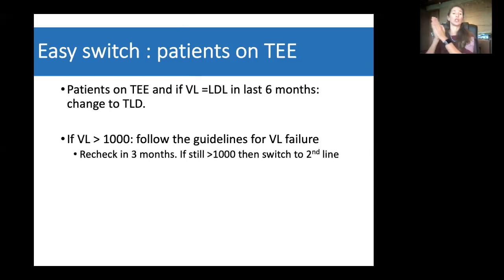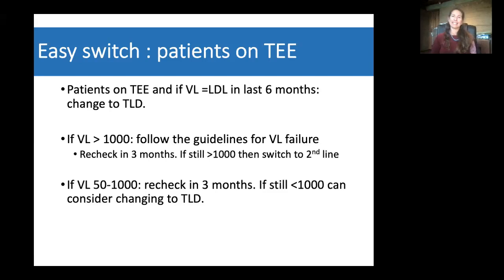Those patients we're not going to put on TLD, and they're probably going to end up on the new second line. But there's that in-between group. When the viral load is between 50 and 1,000, we want to recheck it in 3 months' time. And if it's still under 1,000, we can consider changing to TLD. That's how they put it in the guidelines.